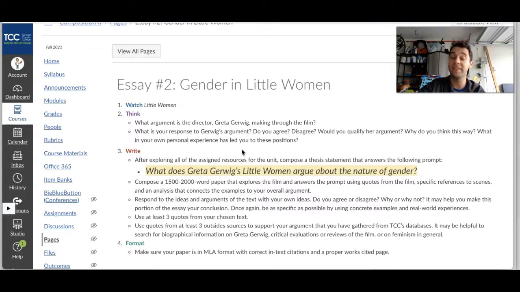Remember, we're examining this through the lens of our own identity because we all come to the table with different experiences, different cultural backgrounds.